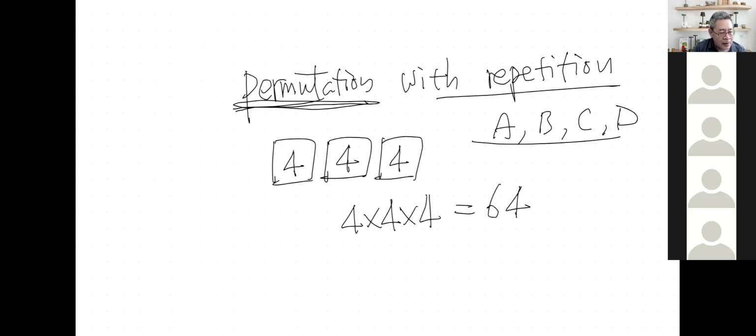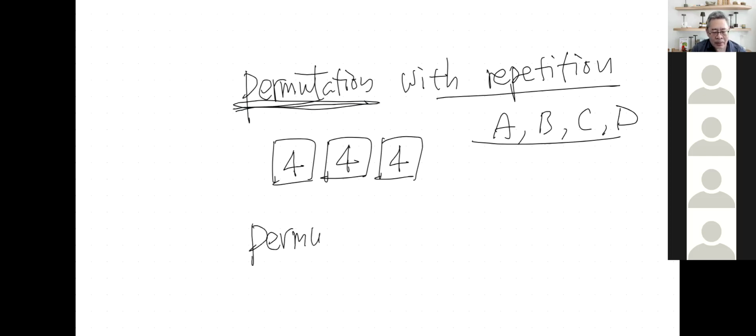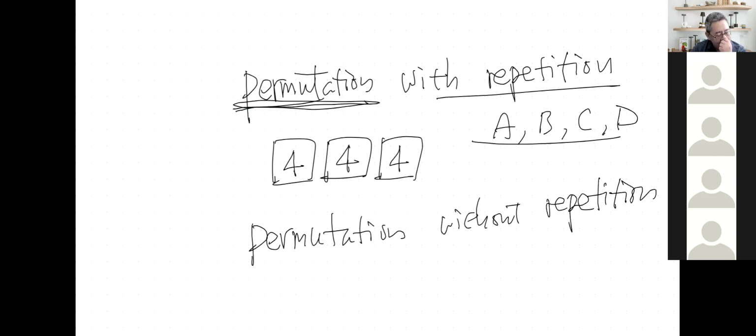Versus another type of permutation, which is permutation without repetition. That means you cannot reuse any; once you use a letter, you cannot reuse it. So in this case, how many do we got? For the previous one, we got 64 because we can use repetition.